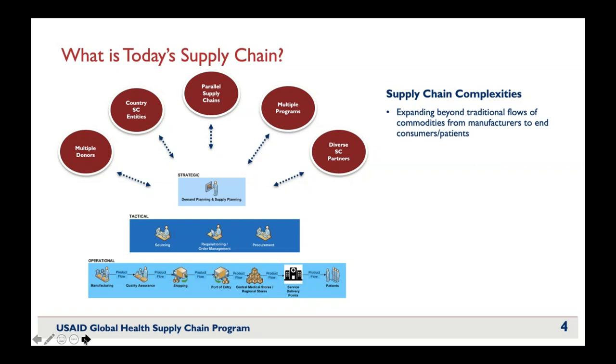Where today's public health supply chain becomes complex is given the different stakeholders that we have. So what that means is, in the supply chain that we operate in, there could be multiple donors, multiple entities procuring commodities for the same set of patients or end consumers. Within the country, you could have a central medical store, and downstream supply chain entities like district pharmacies or health clinics. Sometimes, even though they procure mostly from central medical stores, at times they might do their own procurements. So that creates parallel supply chains.